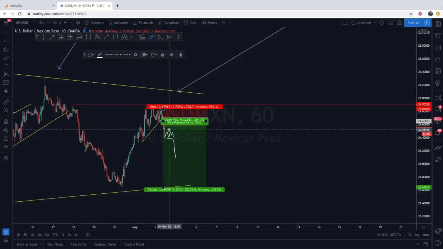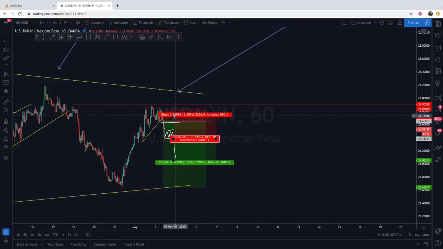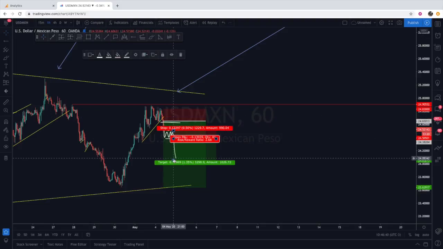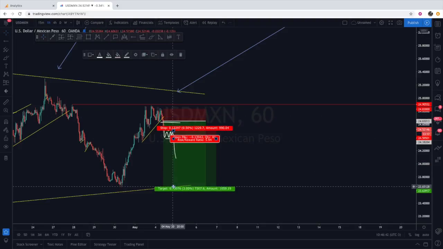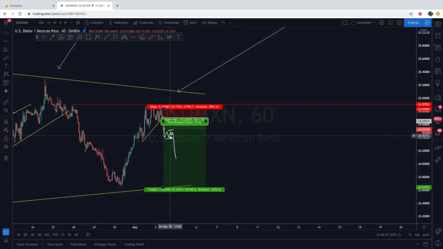I'll be more than happy to take a sell here, because this one is actually going to be a much greater risk to reward. Just by looking at this, obviously it's not going to be exactly this way, but these small corrections that come after the market breaks out have much better risk to rewards. So that's also something that I'm waiting for.